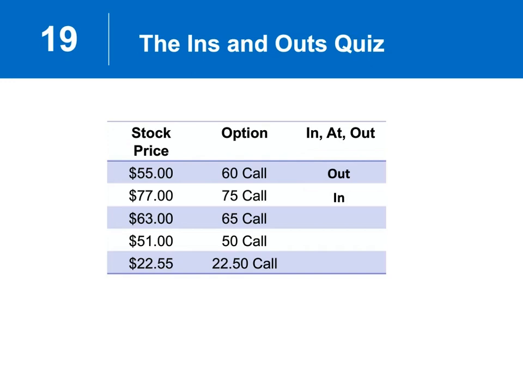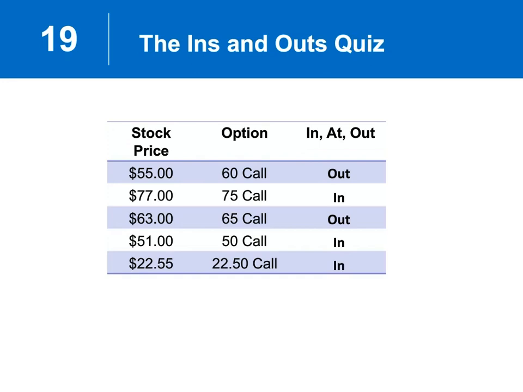$63 stock with a $65 call. In or out of the money? Out of the money by 2. $51 stock with a 50 call is going to be in the money by $1. Again, that 50 call represents the right to buy stock at 50. If you can buy the stock at 50 and it's trading for 51, the value of that call is $1 plus whatever time value. And lastly, the stock price at $22.55 with the call at $22.50 is going to be in the money by a nickel.